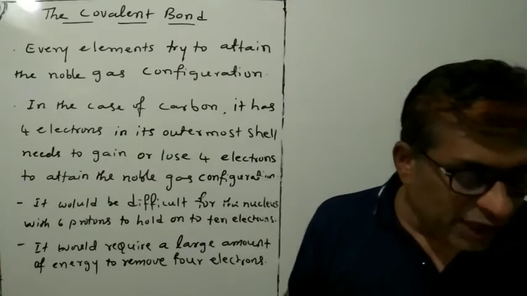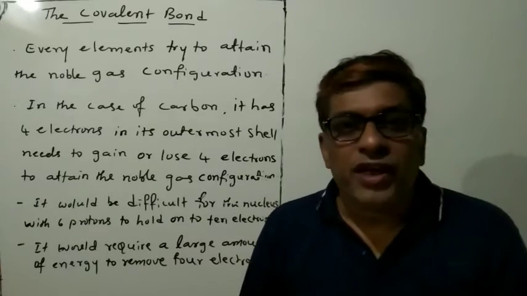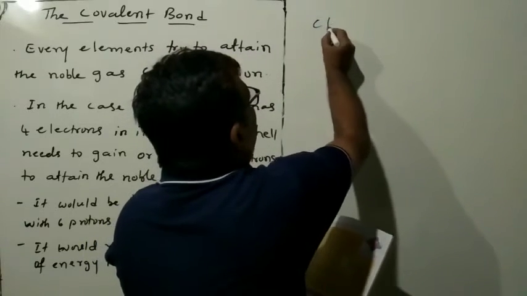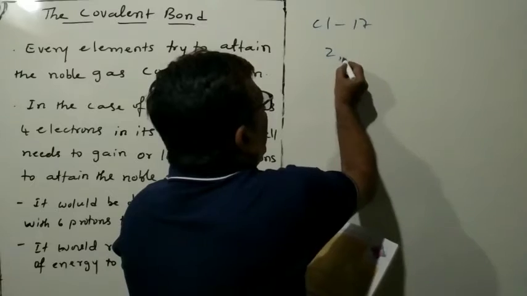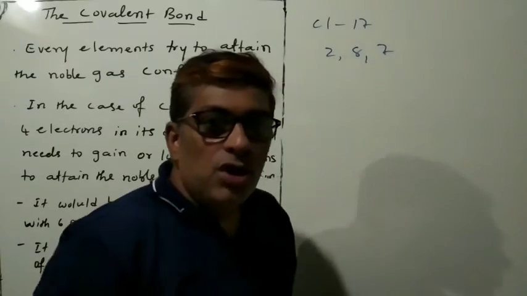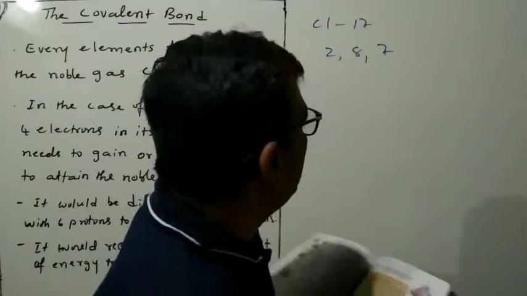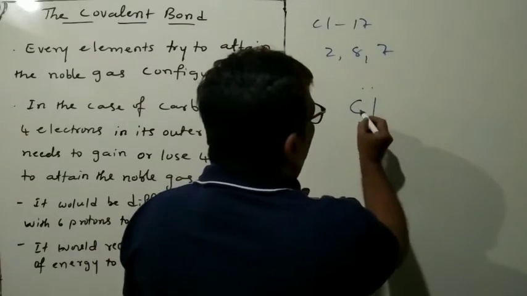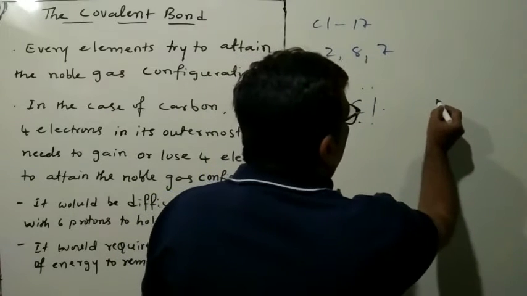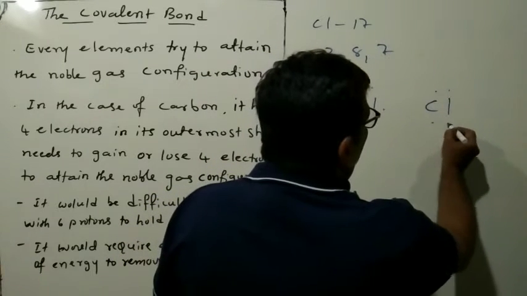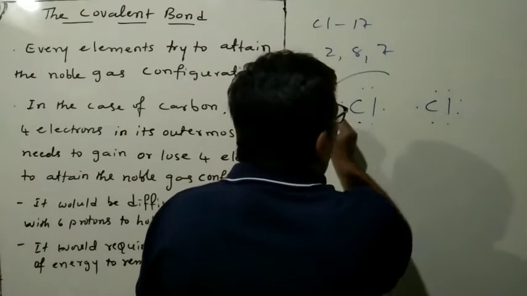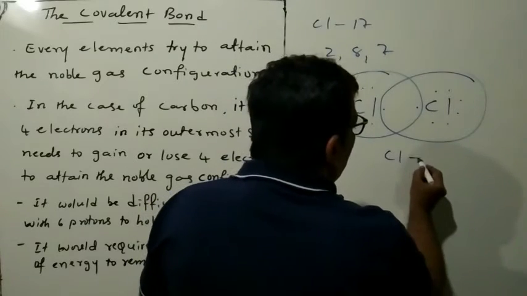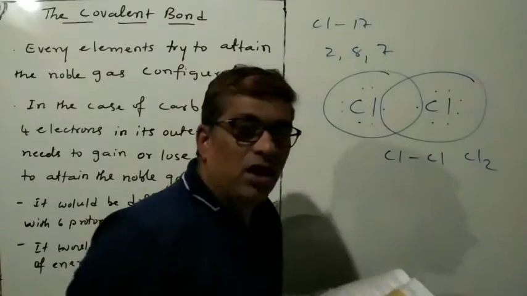Now we will see about chlorine. You know that the chlorine atomic number is 17. So the electronic distribution is 2, 8, 7. So we'll see about the chlorine. Okay, 2, 4, 6, 7, and here also 2, 4, 6, 7. So like this and like this. So Cl bond Cl. So Cl2.